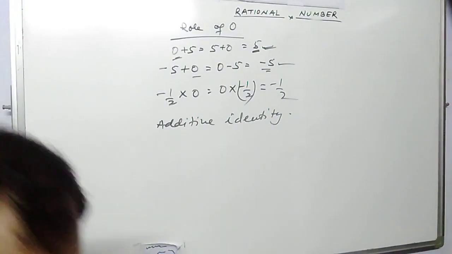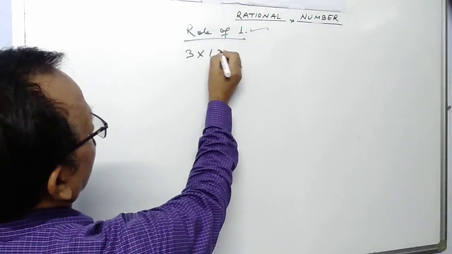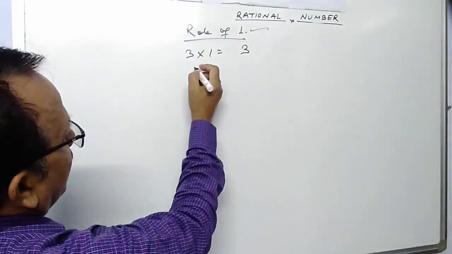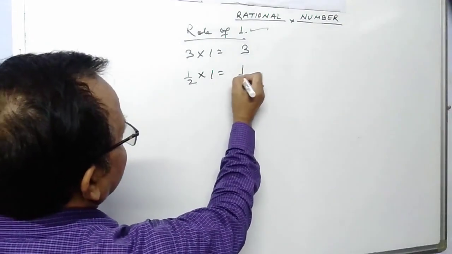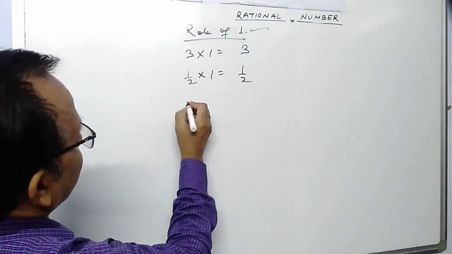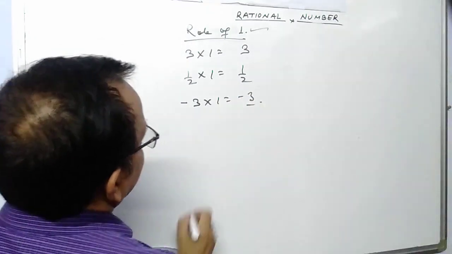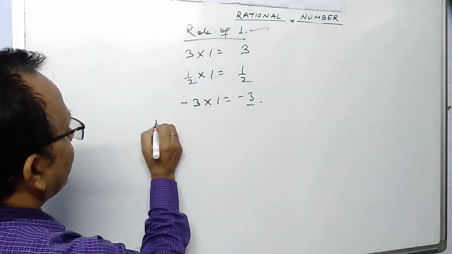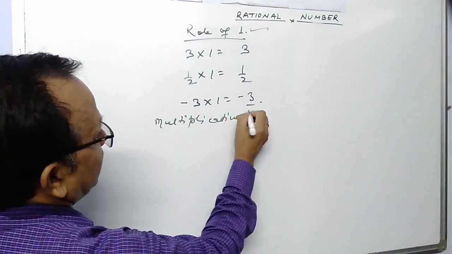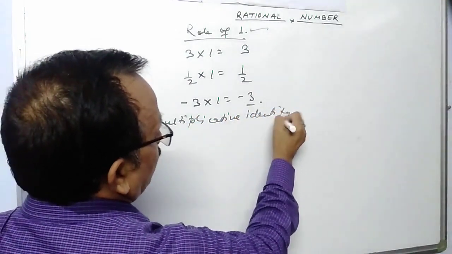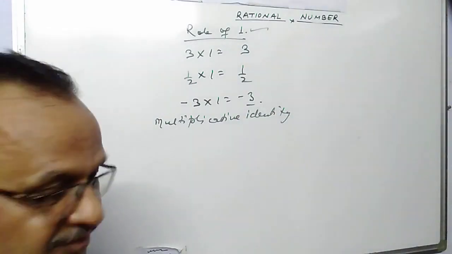Clear? Okay. 1. That is, when we multiply any whole number by 1, we will get the same whole number. When we multiply any rational number by 1, we will get the same rational number. When we multiply any integer by 1, we will get the same integer. So 1 is called the multiplicative identity. 0 is the additive identity and 1 is the multiplicative identity.